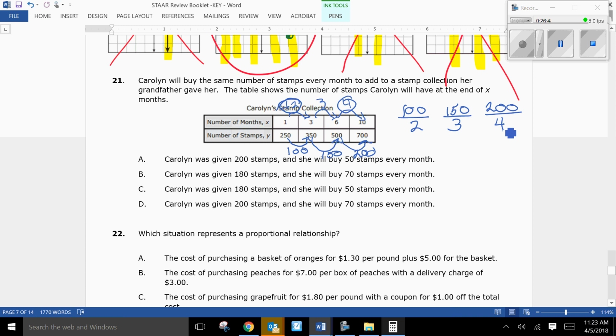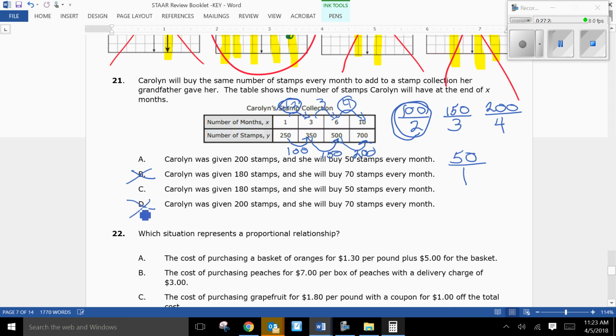So let's see what's true. Carolyn was given 200 stamps. Well, I don't know that, so I'm not going to go there yet. And she will buy 50 stamps every month. Okay, well, that would make sense, 50 stamps every month, because 2 months is 100 stamps, so 1 month would be 50 stamps. Okay, so it could be A. Carolyn was given 180 stamps and she will buy 70 stamps each month. No, not 70. Carolyn was given 180 stamps and she will buy 50 stamps every month. True. Carolyn was given 200 stamps and she will buy 70 stamps every month.